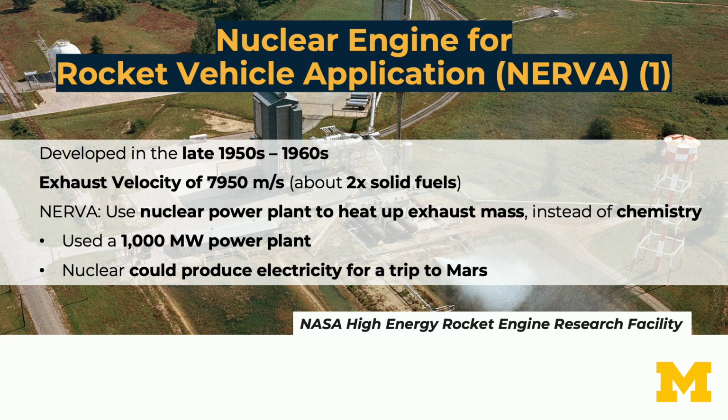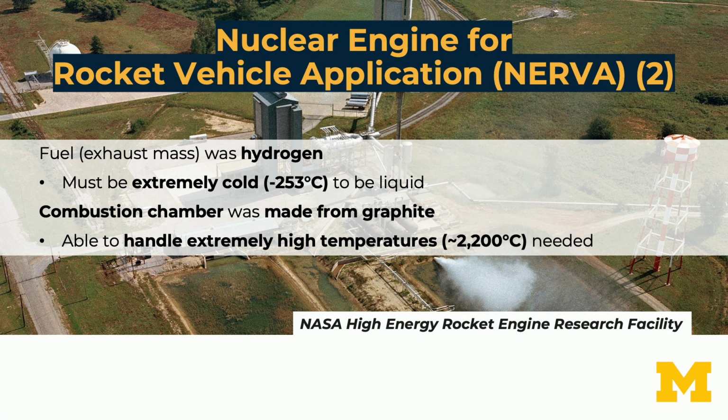So it uses about a 1,000 megawatt nuclear power plant. And nuclear really could produce electricity at the same time as it's producing thrust for a trip to, say, Mars. And so it actually is a really good idea for long duration trips because you can produce thrust and you can produce electricity at the same time. Like I said, the fuel was hydrogen, and there are some disadvantages of hydrogen in that it must be stored at extremely cold temperatures to be a liquid, but it's a pretty good exhaust medium.